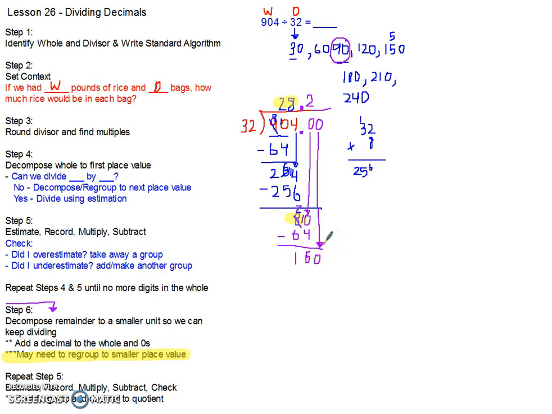Now I estimate, and in looking up here, I have 180 and 150 multiples. 150 is below 160, so I'm going to go with that one, and that is about 30 times 5. So I'm going to estimate that there's about 5 groups of 32 in 160. So I record my answer, and then I multiply. I'm going to do my multiplication here to the side so that I can check it as I go. So 32 times 5.